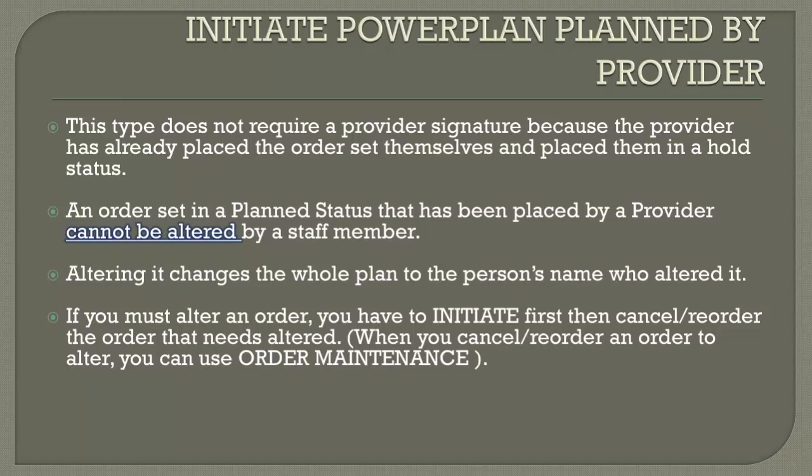This particular order communication type does not require a provider signature because the provider has already placed the order set themselves and placed them in a hold or planned status. An order set in a planned status that has been placed by a provider cannot be altered by a staff member. Altering it changes the whole plan to the person's name who altered it. If you must alter an order, you have to initiate first, then cancel and/or reorder the order that needs altering. When you cancel and reorder an order to alter it, you can use the order communication type of order maintenance.